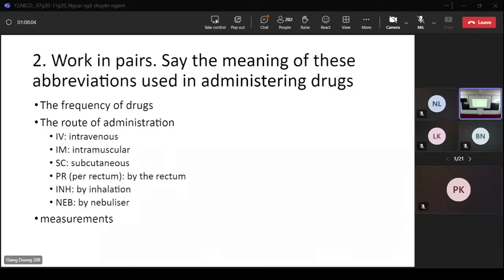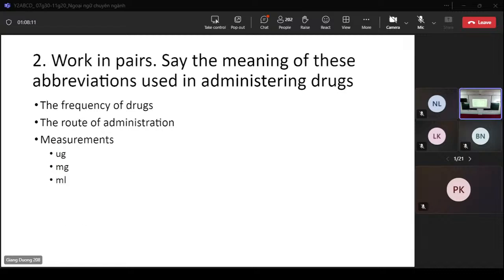Now let's move to the last part. Easy. Cái phần này dễ, cô đi qua nha. Kịp không? The last one easy. Rất là dễ. I never asked you such questions about measurements. Đúng không? Không lẽ cô hỏi là mg có nghĩa là gì? Milligram, milliliter. Đúng không? Never, never.